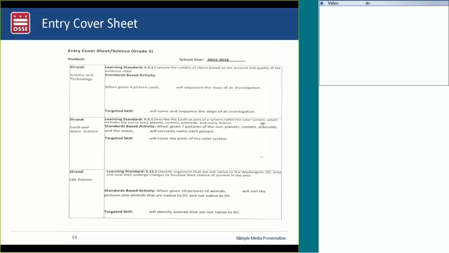So here's an entry cover sheet. The leader has unmuted your line. Assume that the student's name is here. That would not be that the student name was missing; that's just been redacted. So what's going on with this entry cover sheet, if anything? Student name and date. Is the date there? Is the learning standard there correctly? Is there a standards-based activity for all the strands? Is there a targeted skill for all the strands? Anyone want to volunteer whether or not this is complete or not?